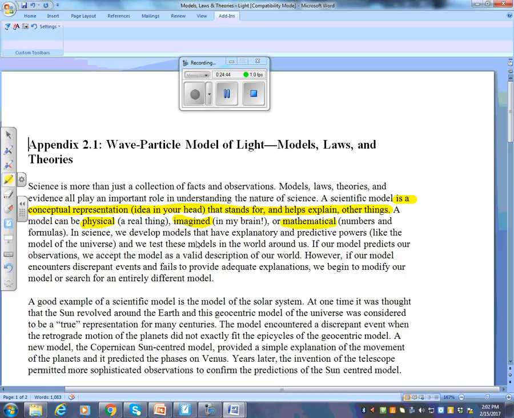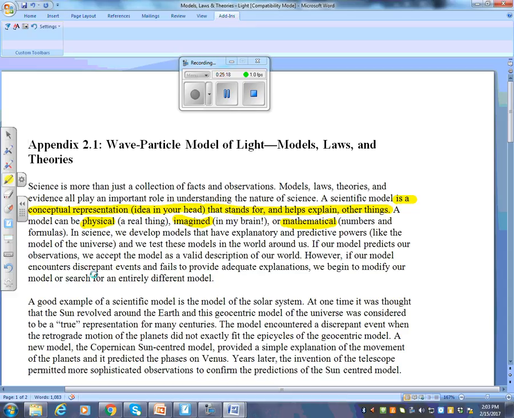In science, we develop models that have explanatory and predictive powers. In other words, they explain and they can predict, like the model of the universe. And we test these models in the world around us. So when Governor Perry says, well, there's still some questions around it, guess what? There's questions around every model. That's what they're supposed to do, is continually test them. If our model predicts our observations, we accept the model as a valid description of our world. However, if our model encounters discrepant events and fails to provide adequate explanations, we begin to modify our model or search for an entirely different one.